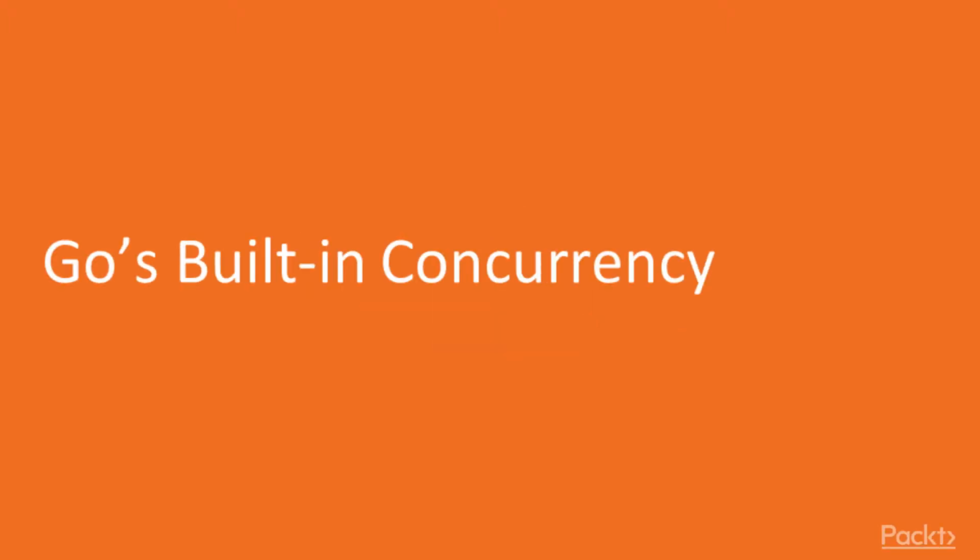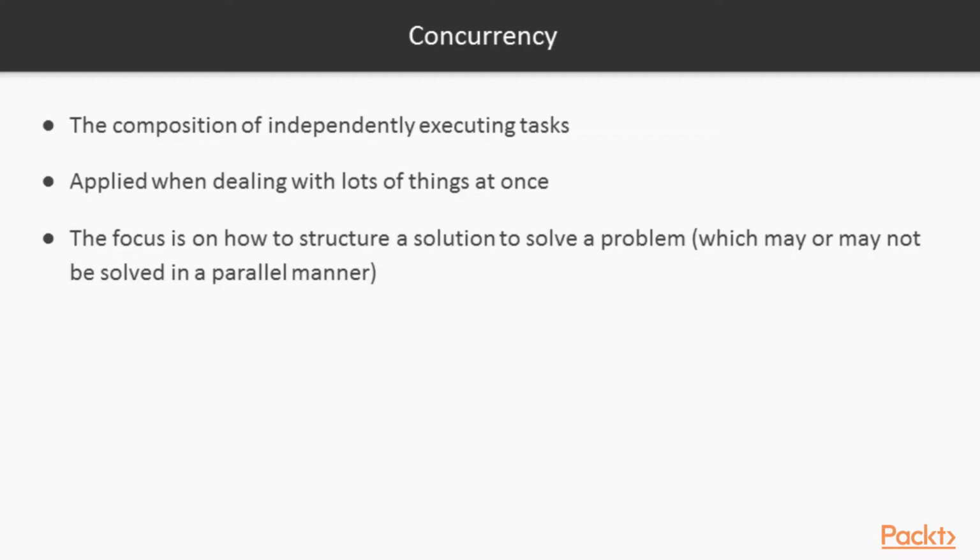In this section, we are going to address what concurrency and parallelism are and how they are both different from one another. Concurrency is the composition of independently executing tasks. We apply concurrency when we are dealing with handling a lot of things at once. When it comes to concurrency, the focus is on how to structure a solution to solve a problem. The way we solve the problem may or may not be done in a parallel manner.